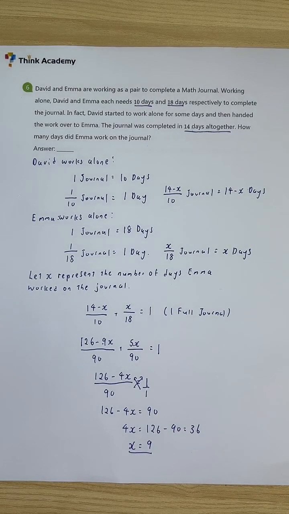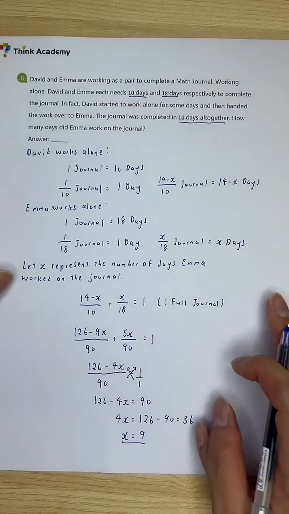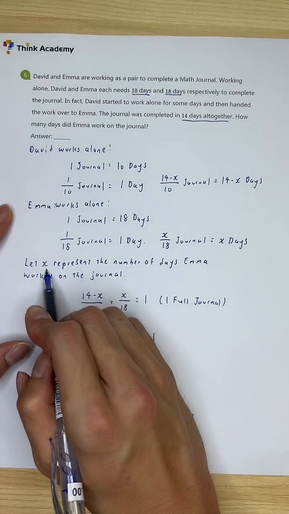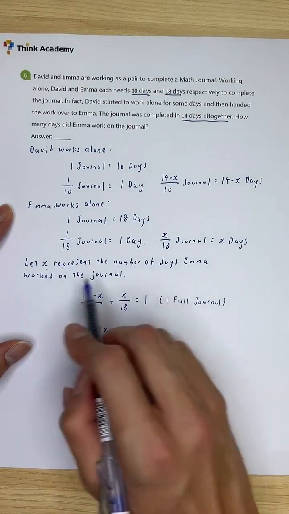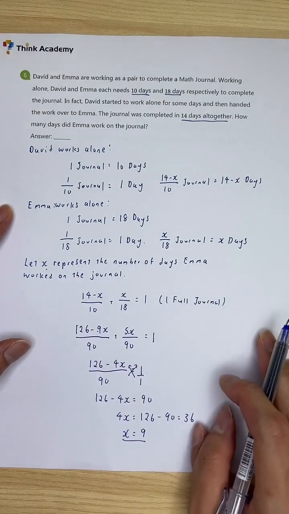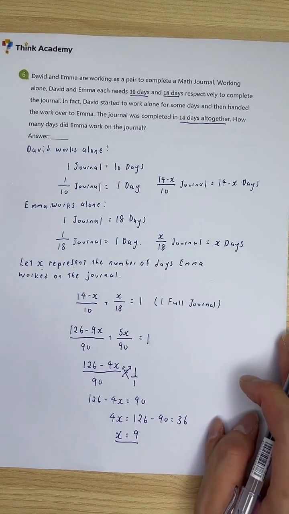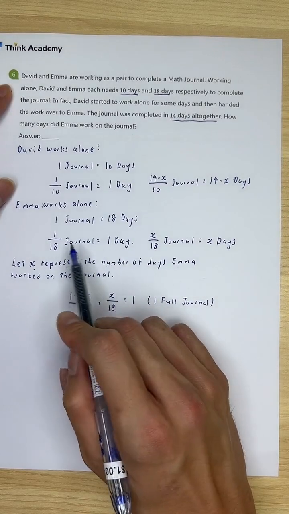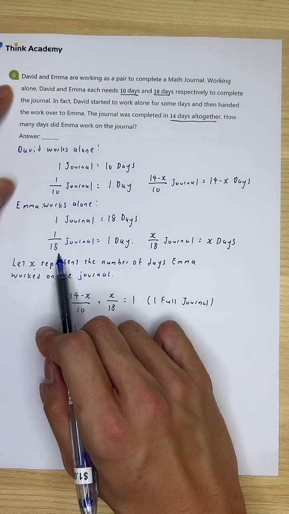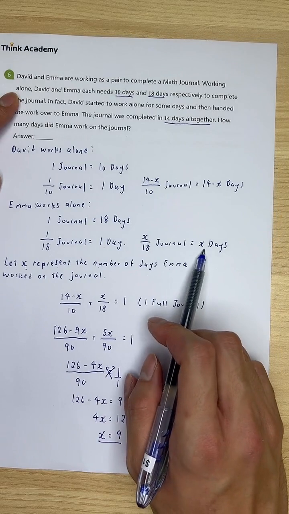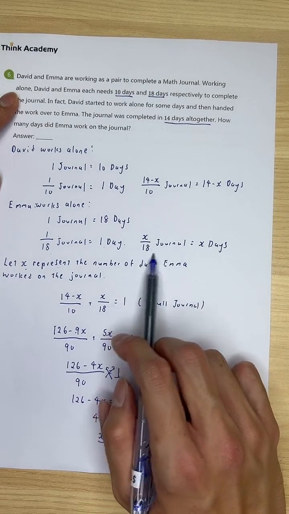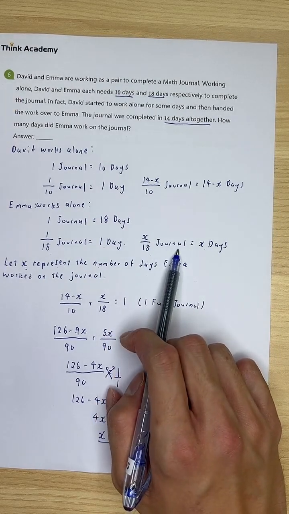What is it, x over 18 for Emma? You look at our definition over here. We let x represent the number of days Emma worked on the journal. So we can say she worked for x days. If one day she does 1 over 18 of a journal, then in x days, she must have done x over 18 of a journal. Alright, I hope that answers your question.